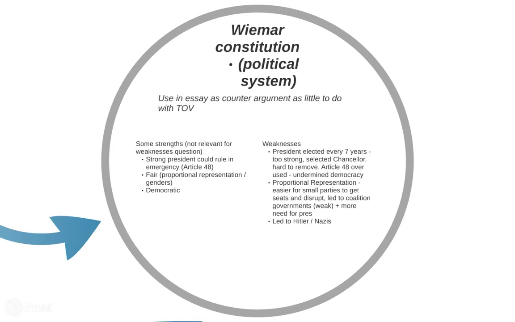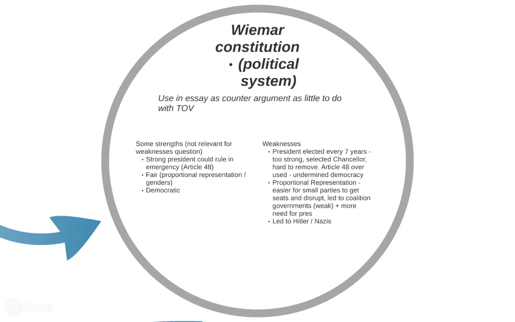However, there is a corresponding weakness to every strength there. So the corresponding weakness to the president being strong is that he was actually too strong. He was elected every 7 years. He selected a chancellor and he was very hard to remove. So if you voted somebody in who wasn't really doing a very good job, or as was the case of Hindenburg later on, was very, very old and didn't really have the power to do very much, you couldn't do much about getting rid of him, apart from wait for him to die.